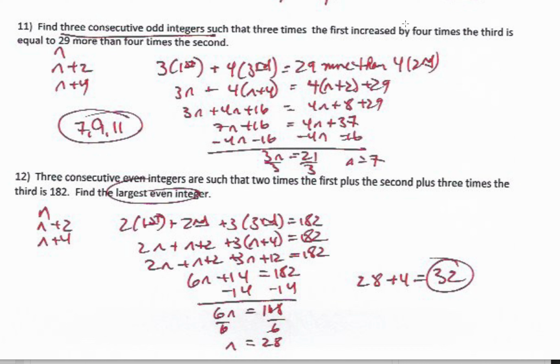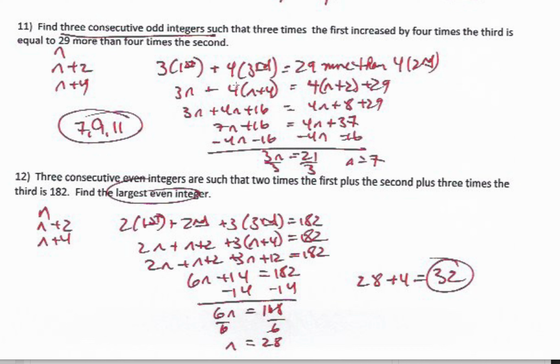So this guy says 3 times the first, there it is, 3 times the first, increased by 4 times the third, there it is, 4 times the third, is 29 more than 4 times the second. So 3 times the first is 3n. 4 times the third is 4 times (n plus 4), because there's my third one right there, is 4 times the second one, increased by, or 29 more than that. More than, switch the order, last shall be first, first shall be last.